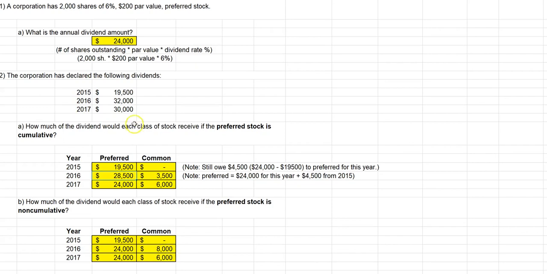And then in 2017, they declared $30,000. And again, we only owe the preferred stockholders $24,000, nothing in arrears for non-cumulative, and then the common stockholders will get the remaining 6,000. So that's how you calculate how much the preferred stockholders get versus the common stockholders, and whether it's cumulative or non-cumulative. I hope this helps answer any questions.